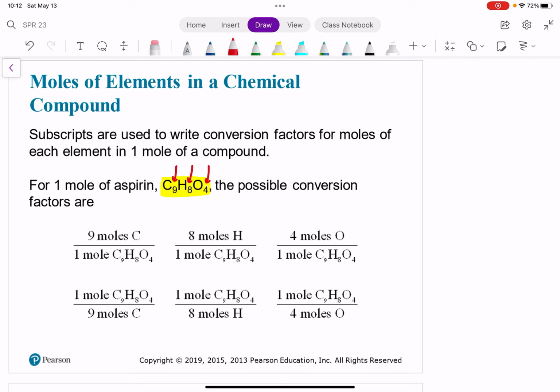So you can say, okay, 9 moles of carbon can go on the top, and 1 mole of aspirin can go on the bottom. What is that saying? It's saying that for every 1 mole of aspirin, there are 9 moles of carbon within it. I know that's weird. It's like, how can there be 9 moles of something and 1 mole of something? You just have to kind of accept the weirdness a little bit.